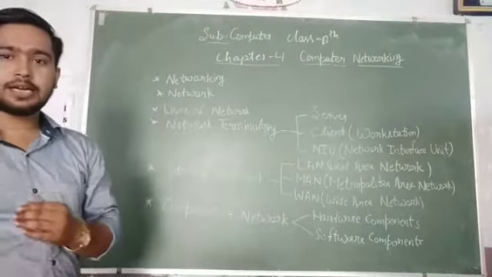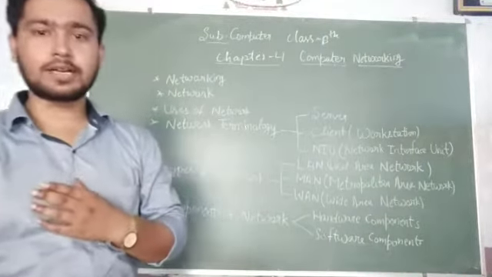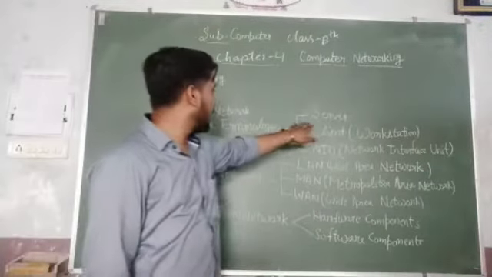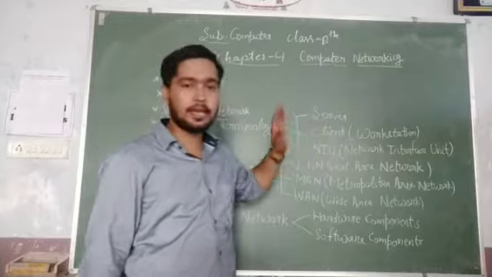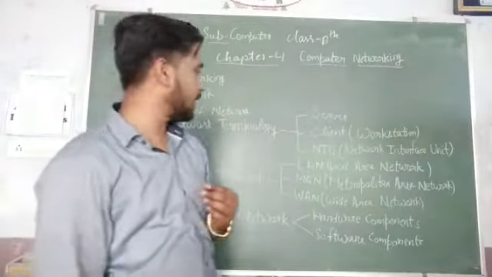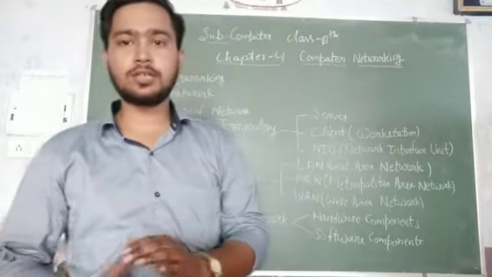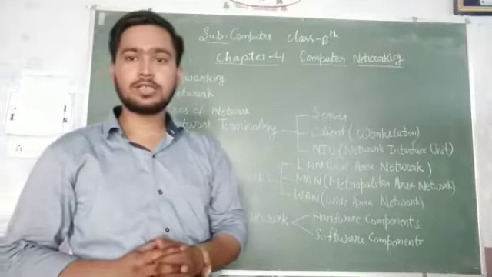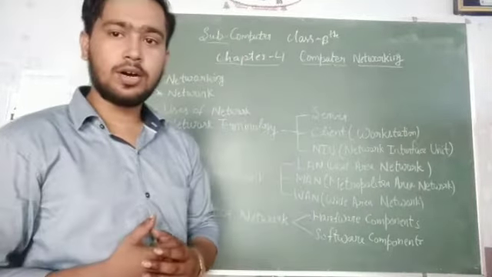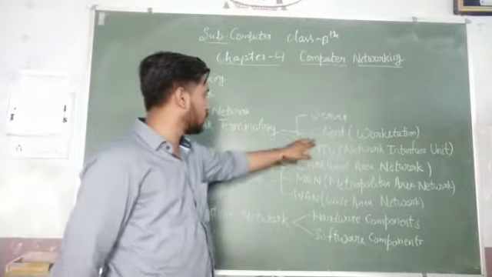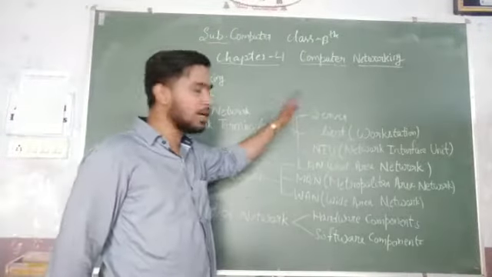And so next, move to the network terminology. What are the terms that are used in the chapter network? The terms that are used in the network are called server, client and NIU. Client is also called workstation, and NIU is network interface unit. Now start with server. What is server? Server is a main computer which responds according to the query or the question of the client.